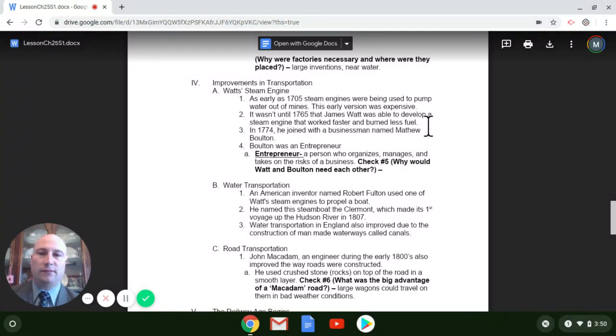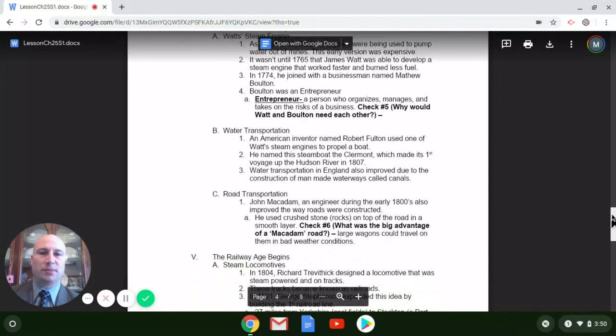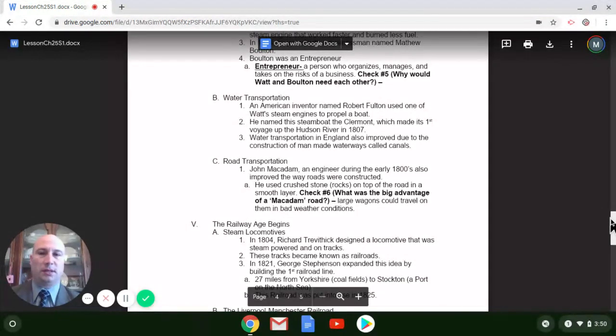In 1774, Watt, who was more of a scientific guy, not much of a businessman, he joined with a businessman named Matthew Boulton. Now, Matthew Boulton was what was known as an entrepreneur. This is a business person. An entrepreneur is someone who can organize, manage, and take on the risks of business. So that teaming of James Watt and Matthew Boulton is kind of like an athlete and a sports agent. You know, there's one guy who's doing the work, and there's one guy who's making the decisions and becoming the money man. I would say that Watt was the athlete in this situation, and Boulton was the money man or the agent.